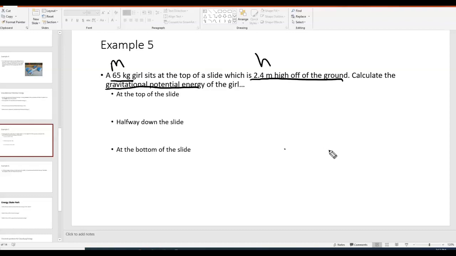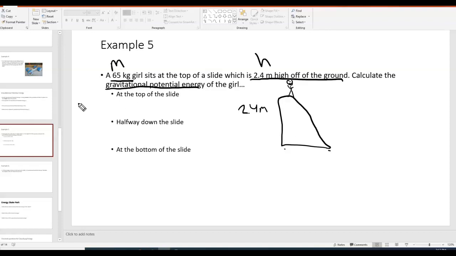So I'm going to try to draw a slide. I don't know if I can. Okay, so something like this. Imagine there's a girl, and here's a slide. Again, it's hard for me to draw even under the best of circumstances, much less on a computer. But here's a girl, and the slide is 2.4 meters high. So that's how high she is off the ground at the top of the slide.